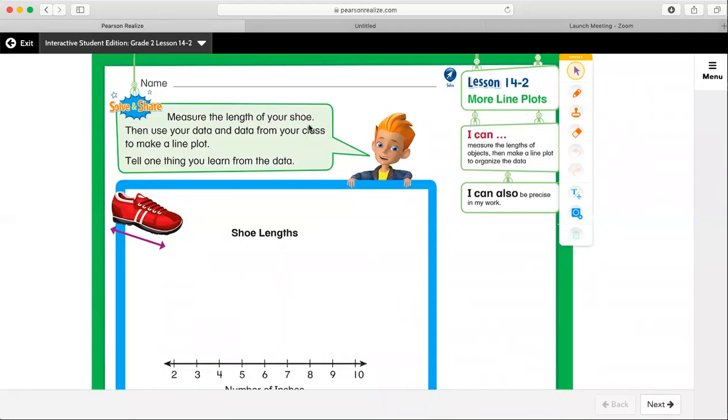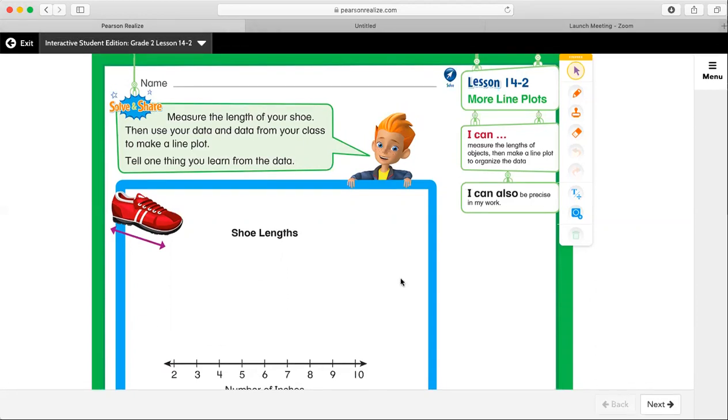So because we're not in school, this is telling us to measure the length of your shoe. And then use your data, so how long your shoe is and how long shoes are from your classmates to make a line plot. Because we are not in school, I would like you to please find 5 people in your house that you can measure a length of their shoe, including yourself. And if you have to use 2 different shoes of yours, that's fine too. But if we could get 6 plots on this line, that would be awesome.